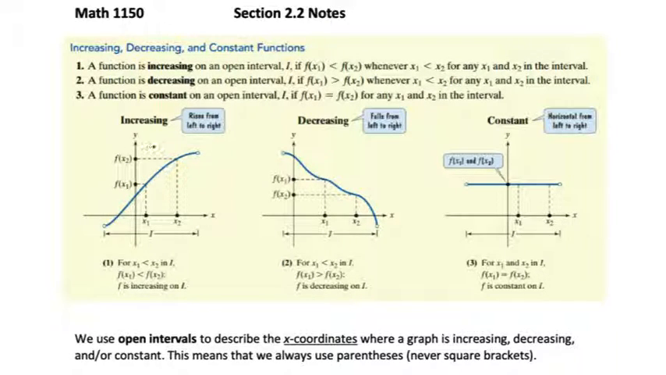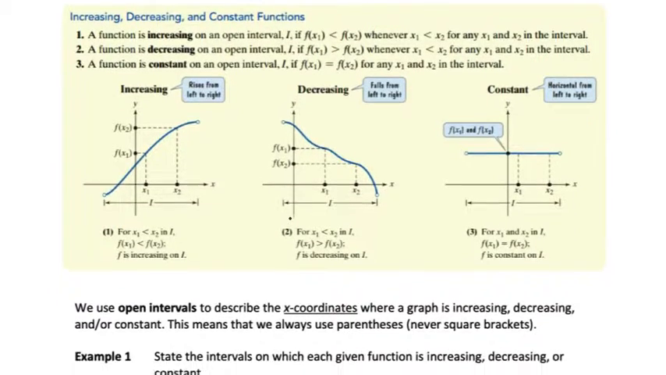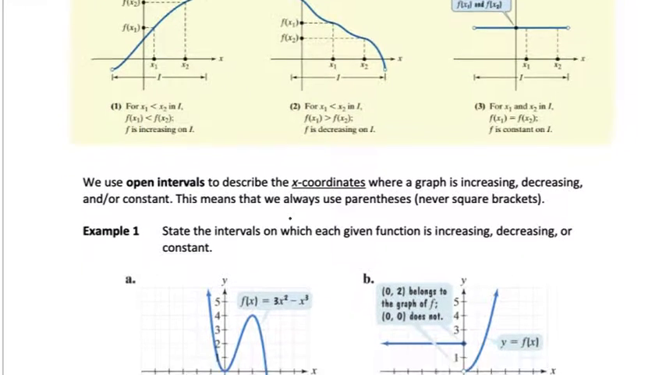So from left to right, is the graph going up? Is the graph going down? Or is it horizontal? So a couple of other things. First of all, we always use open intervals when we're talking about increasing, decreasing, and constant. And we're always describing the x-coordinates or the range of x-coordinates. So we will have two numbers. Between this number and that number, the graph is increasing or decreasing or constant. So always use parentheses and always look at the x-axis.